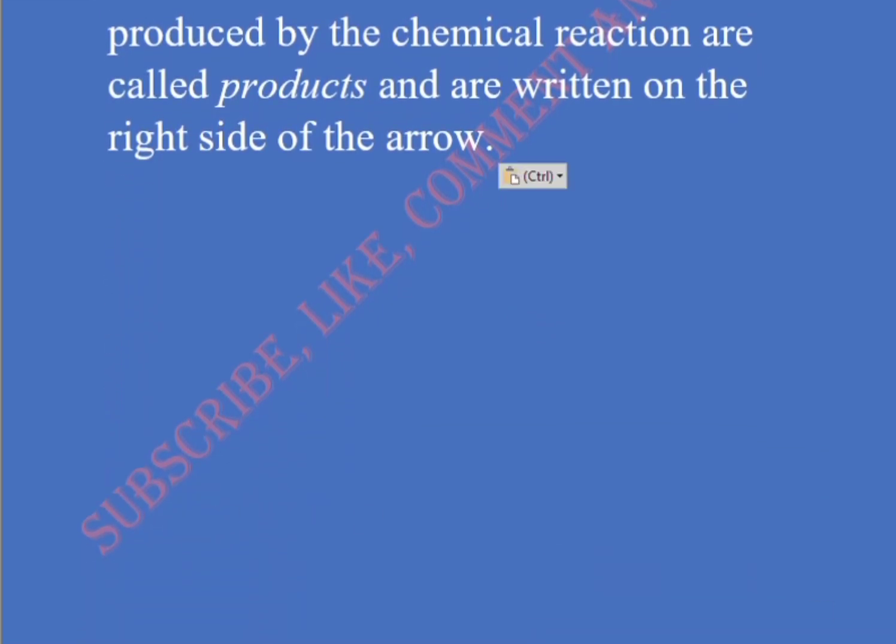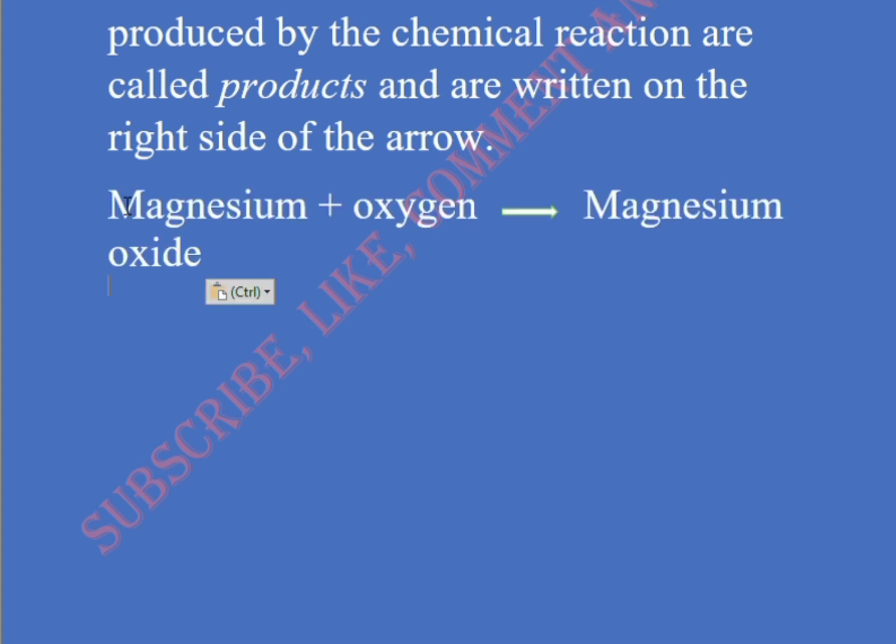These substances we call reactants. What we write before the arrow, we call reactants because they are reacting. The new substances produced by the chemical reaction, we call products. After the reaction, we are forming new products, and they are written on the right side of the arrow.